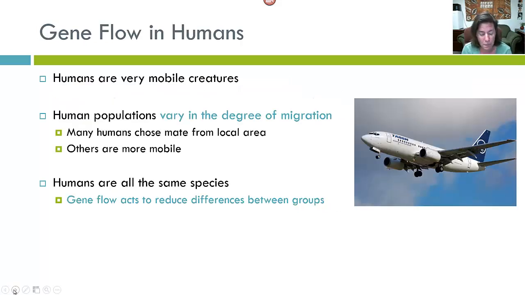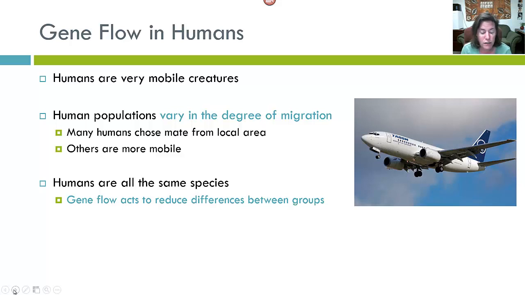Humans are very mobile creatures, especially relative to other biological organisms. Human populations show a tremendous degree of variation in their degree of migration. Some humans choose their mates from relatively close to home. Others move away far from home and choose their mates from far away.